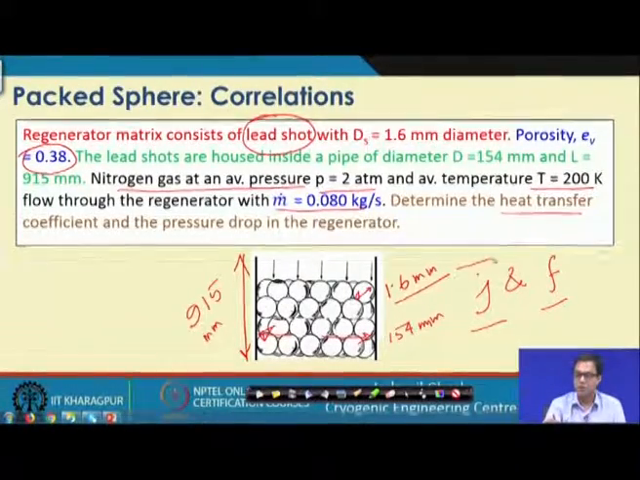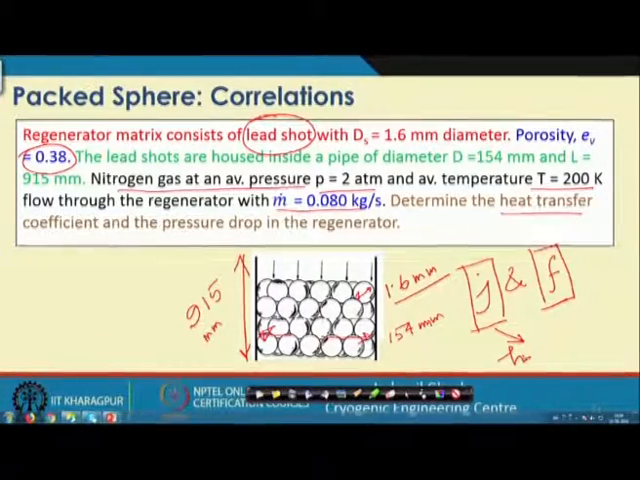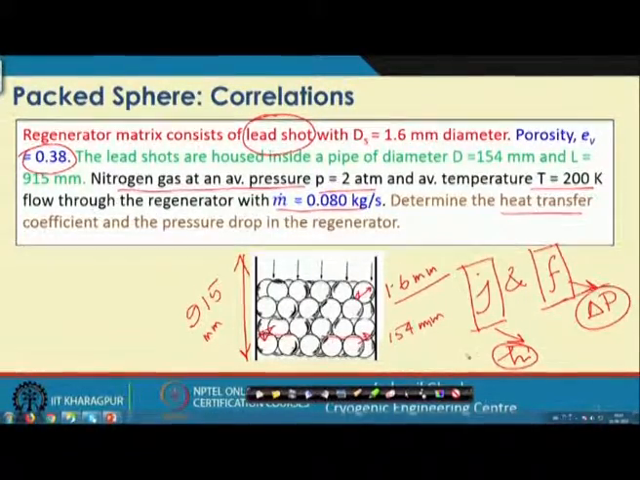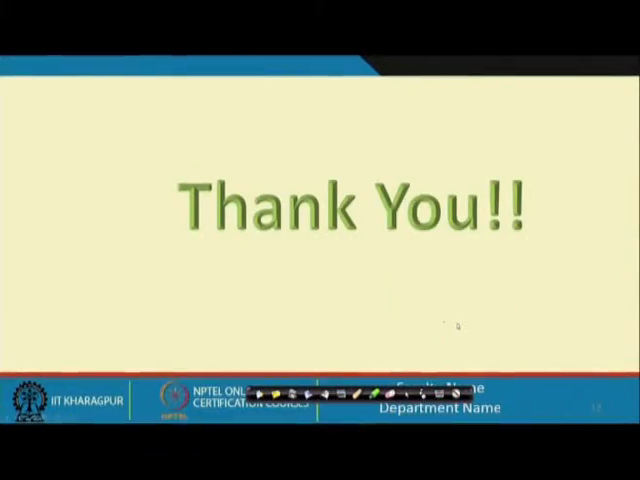You know by this time that J and F are the values from which we can calculate the individual heat transfer coefficient, and this will be linked to the pressure drop associated with the flow of gas through this packed bed. We will try to solve this example in the next class, and thank you for your attention.